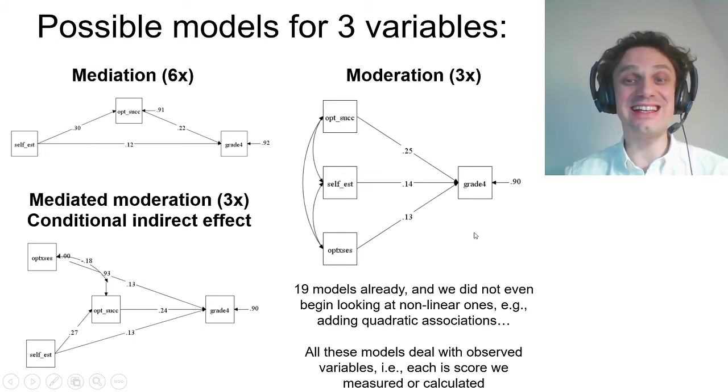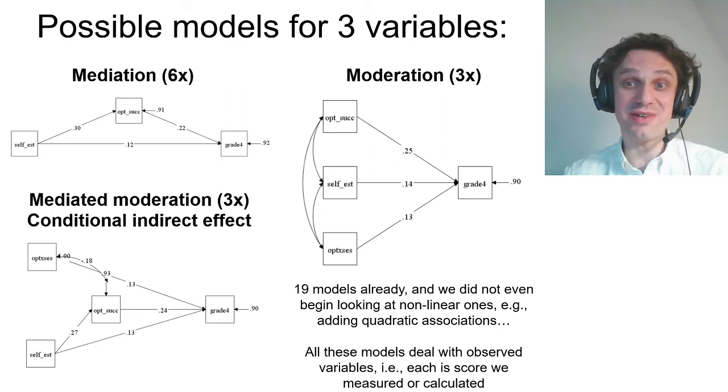Moderation is an interaction between different predictors. So essentially, it is the same as a multiple regression model. However, there is here a third variable, which is optimism crossed with self-esteem. It is basically a product of optimism and self-esteem, and today we'll explore how we can actually model these interactions.